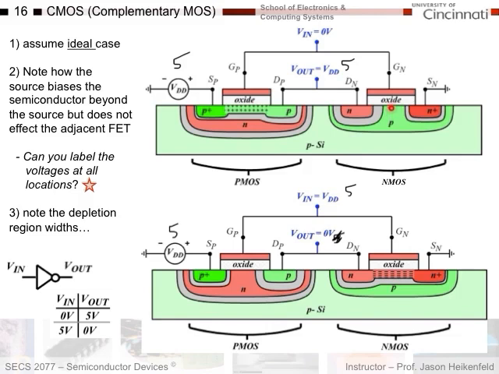Well, we've got to start somewhere, and so here's where we'll start. The first thing I want you to note here is that my source here for the NMOS device is grounded. So I can write 0 volts here. So let me get my pen out, and I will write 0 volts here. Now, I want you to note that right here I have a PN junction. This is very important, okay?